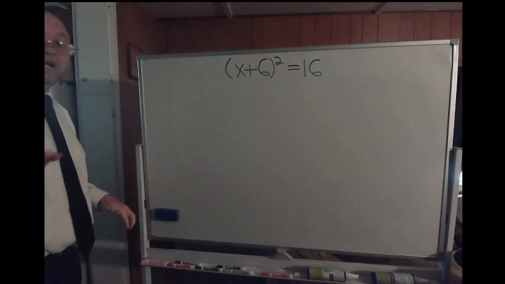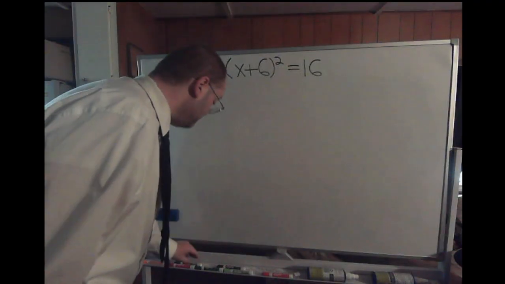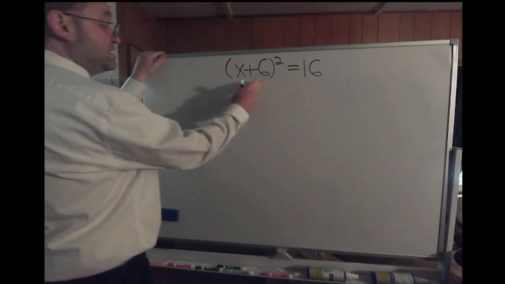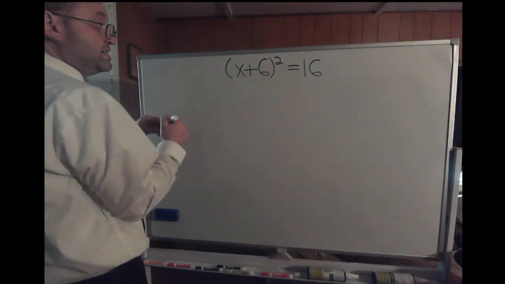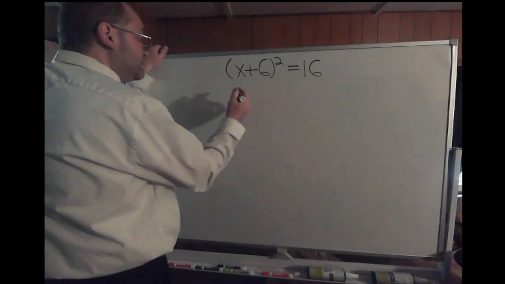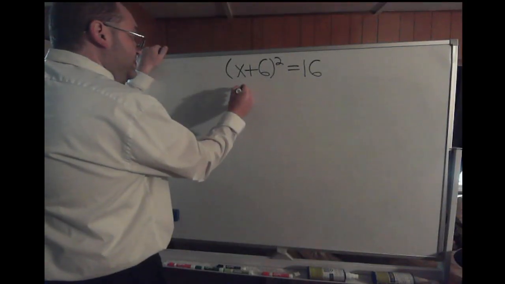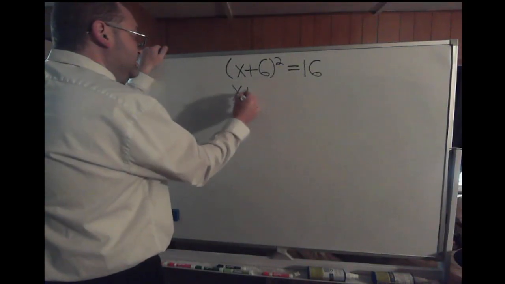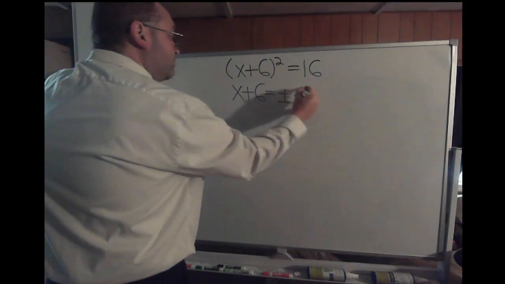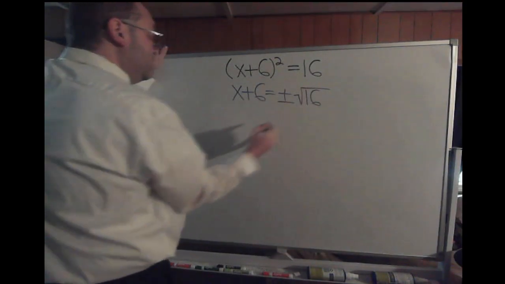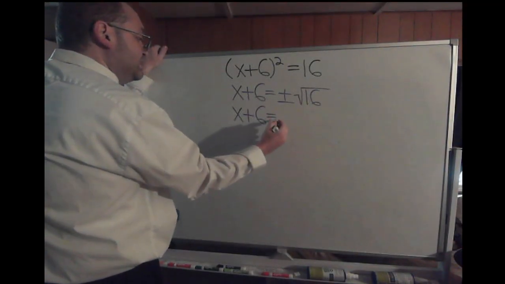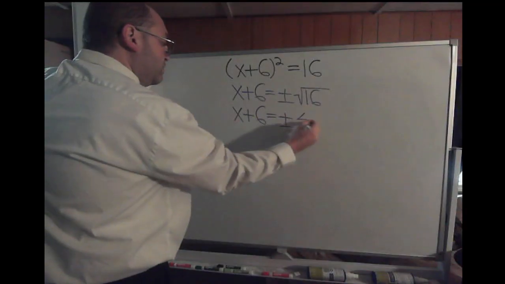Good news is you don't have to go through that trouble. There's a much simpler way. The goal is still to get that x plus 6 by itself. We have to take the square root of both sides. If we do that, you'll get x plus 6 on the left, equal to plus or minus the square root of 16, which means x plus 6 is equal to plus or minus 4.